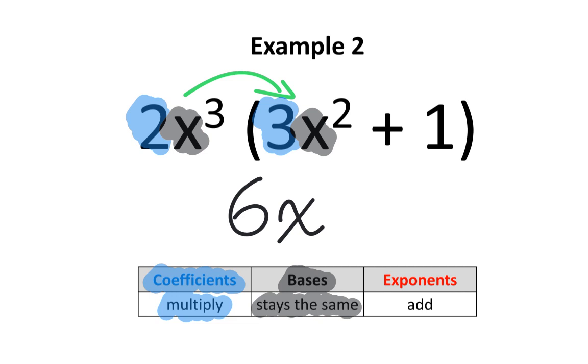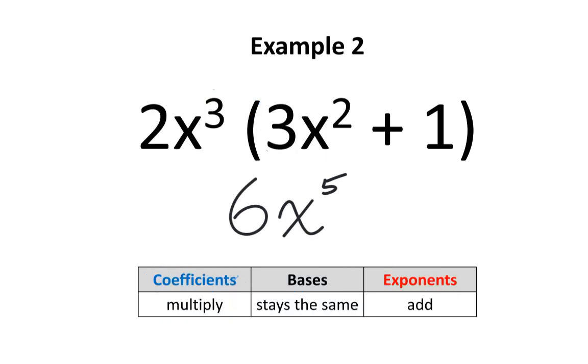Last, we want to take a look at exponents. The exponent in this term would be 3, and the exponent in this term would be 2. You want to add exponents. Therefore, 3 plus 2 will give you 5.